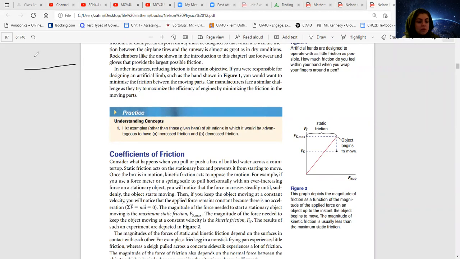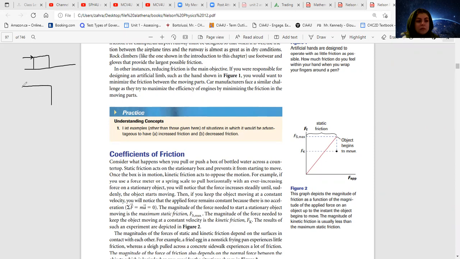Imagine you have a box on a surface, you push it, right? Push it hard, but it's not moving because this is very heavy. When you try to make it start to move, you have to apply a very high force. Why?